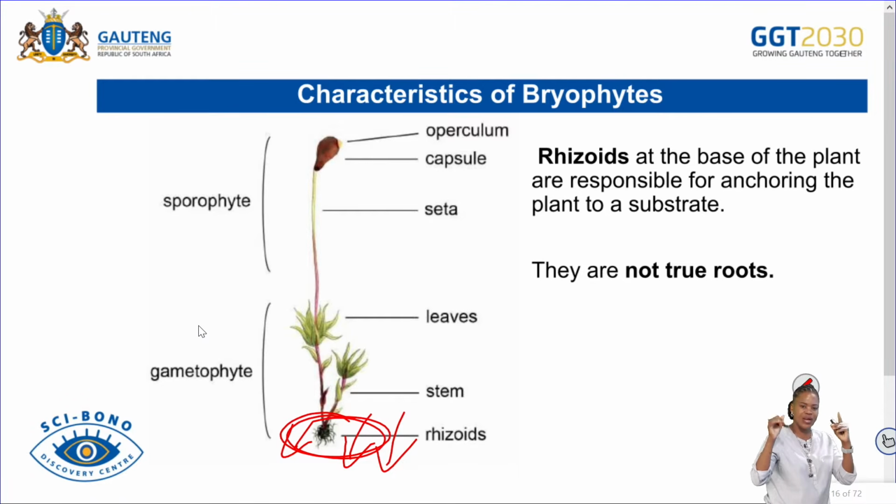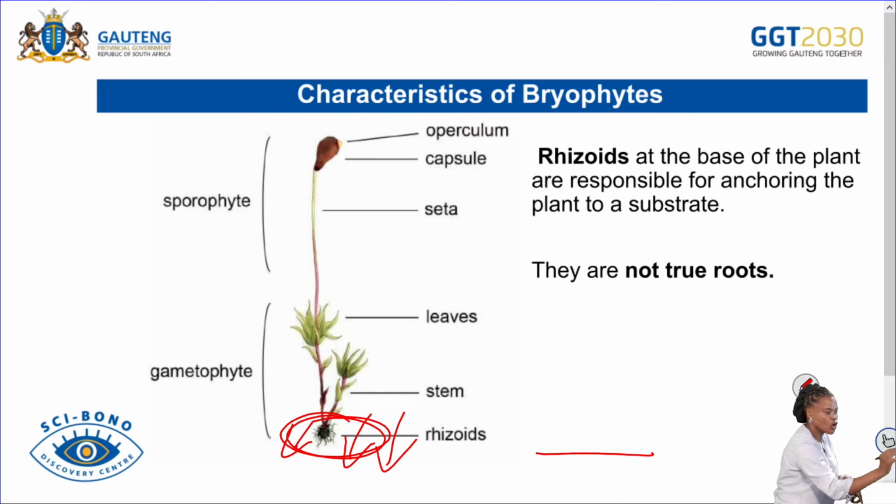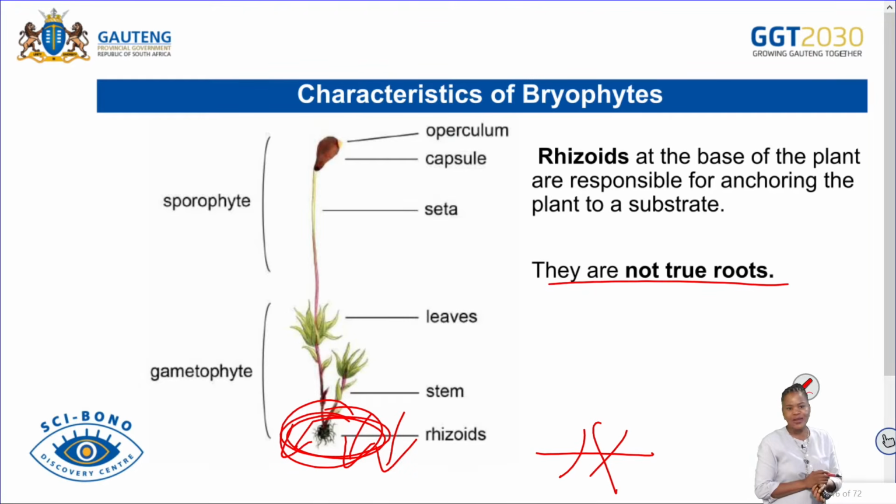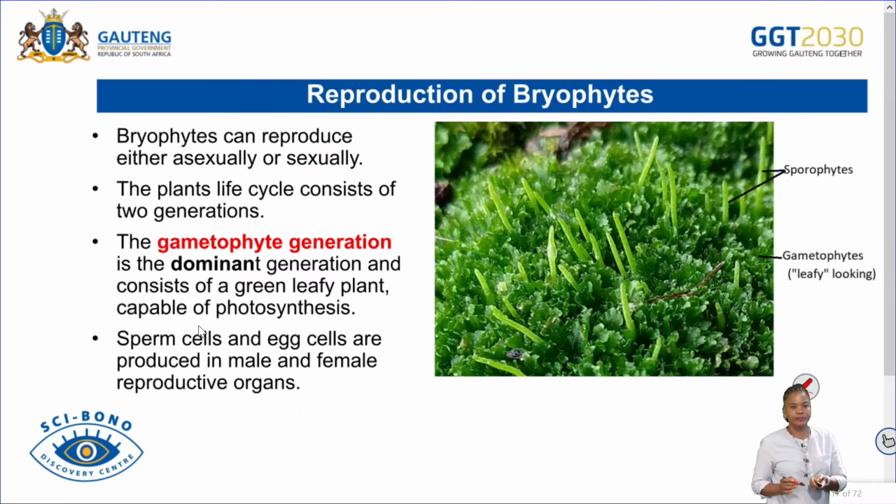Remember, the general function of the roots is to anchor the plant firmly on the soil, so that the plant remains firm, upright, and straight, because of the roots. So the other function of the rhizoids is that it helps them to absorb the nutrients from the substrate. And remember that the rhizoids are not the true roots.